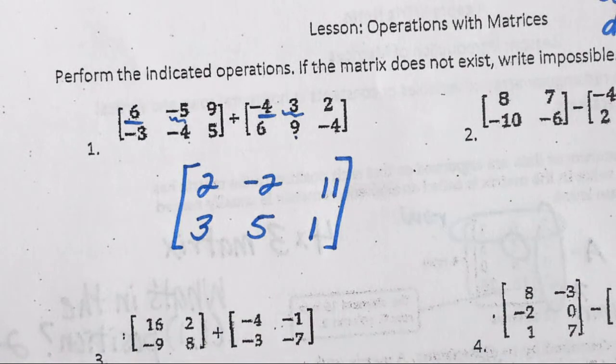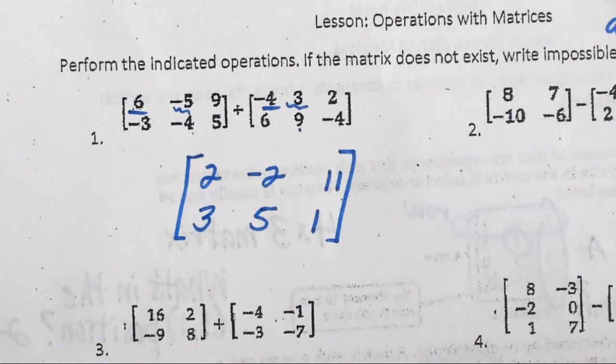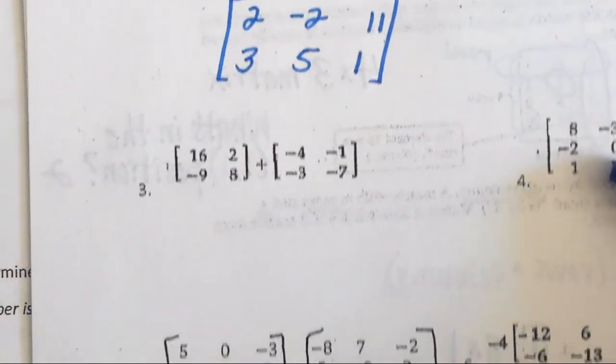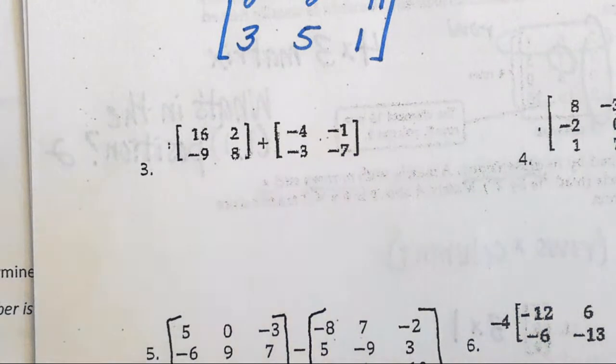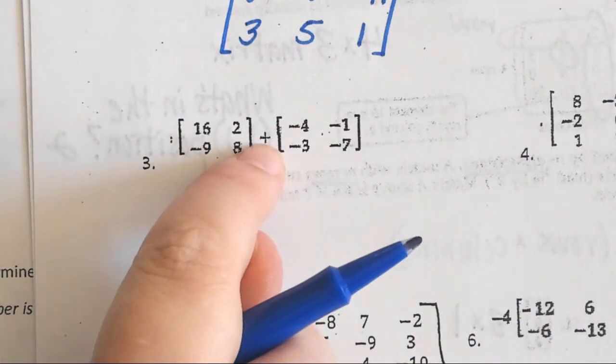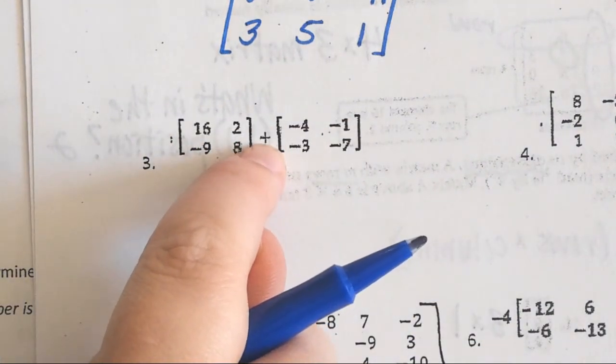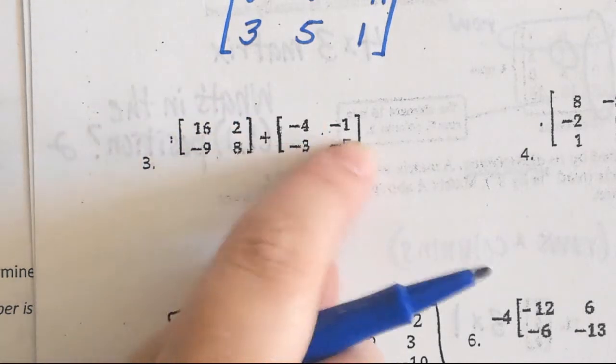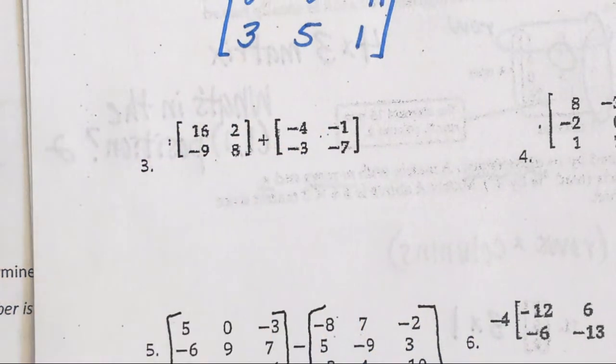Okay, and then let's skip around. Let's go to number 3 because it's another addition one. Let's handle all the addition ones first. So number 3 again, I see it's a plus sign in between the two matrices. I consider, are the matrices the same dimensions? 2 rows, 2 columns, 2 rows, 2 columns. So yes, they are the same dimensions.